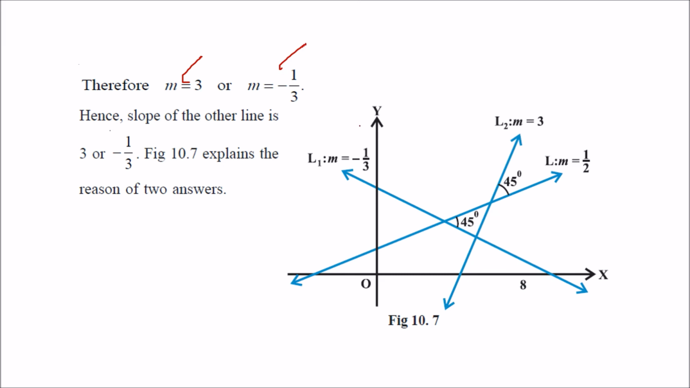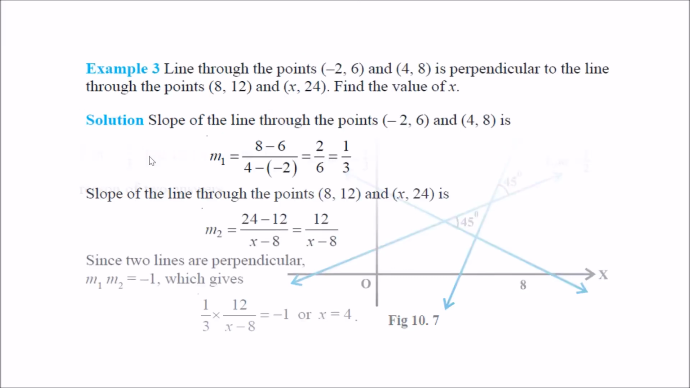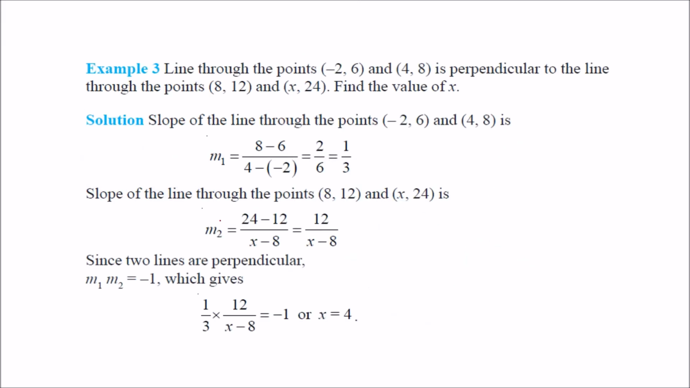If you watch it very carefully pictorially, this is L1 and this is your second line L2. So there can be two cases. Either you can have L2 like this, or you can have it like this. So the 45 degree angle can be like this and like this also, if these two lines intersect. So you have two values, 3 and minus 1 by 3. So this explains why we have two answers.